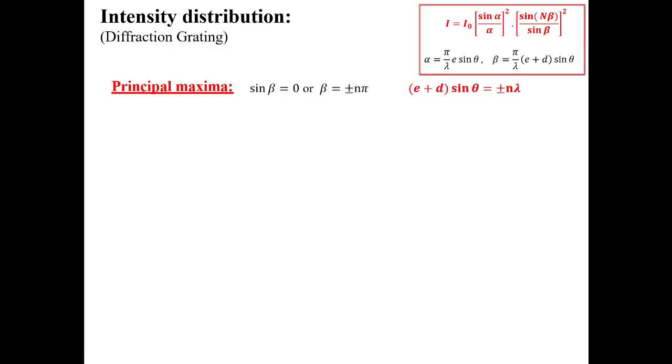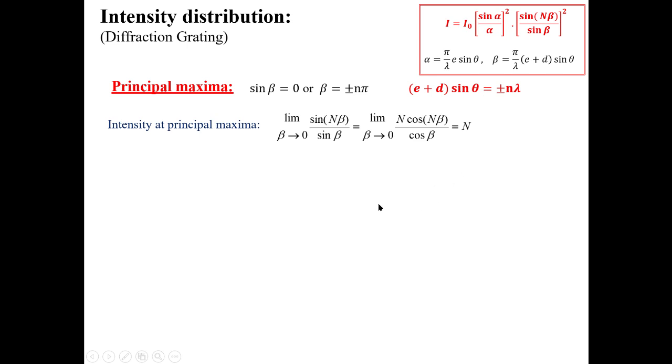Now, the principal maxima due to grating will be the position of maximum intensity. So in this expression, the intensity will be maximum if this denominator is minimum. The minimum value of sin beta is 0. Beta is equal to plus minus n pi, and beta is given by this expression. So the condition for principal maxima becomes (e plus d) sin theta equal to plus minus n lambda.